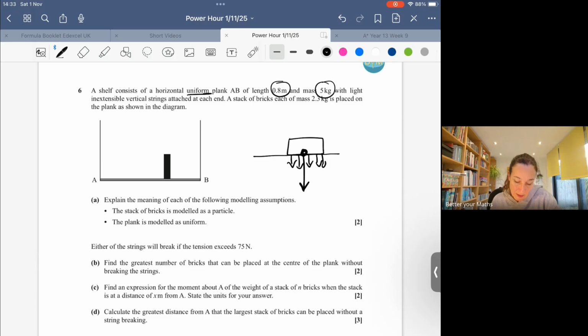Now, the plank is modeled as uniform. Who remembers this one, if you have seen moments? What does that mean? Come on, you're super quiet. Nana, tell me.